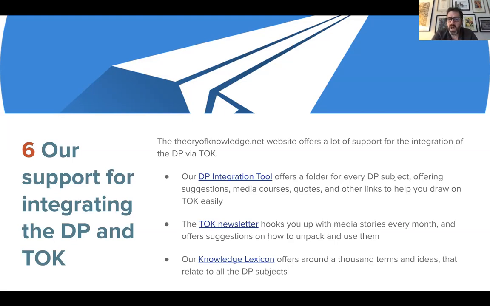I've also produced a huge resource called the Knowledge Lexicon, which gives a list of around 1,000 terms and concepts, many of which relate to mathematics. And I give you a link to articles, real life situations that you can explore that concept in. So again, that's another thing that you can use to integrate mathematics.